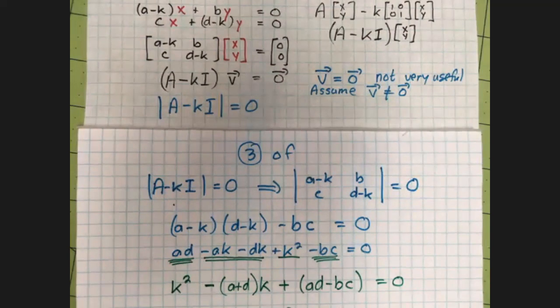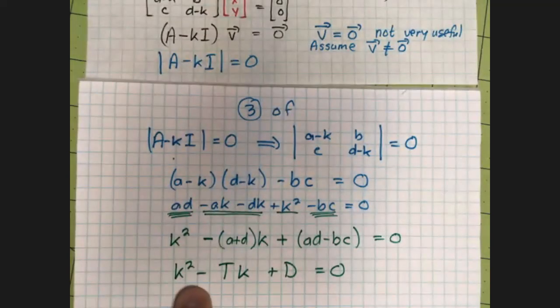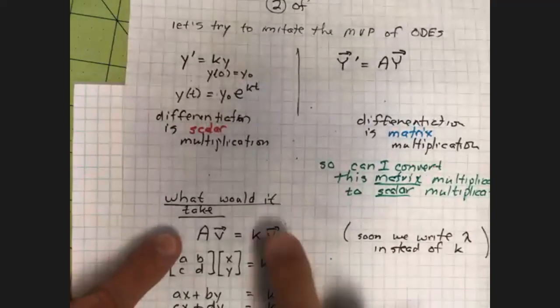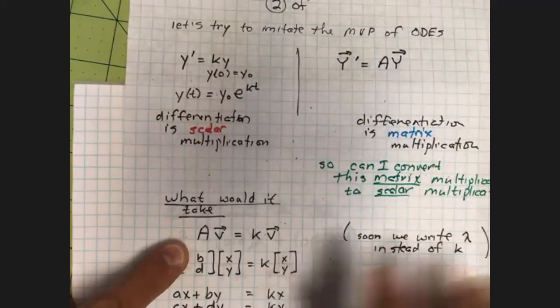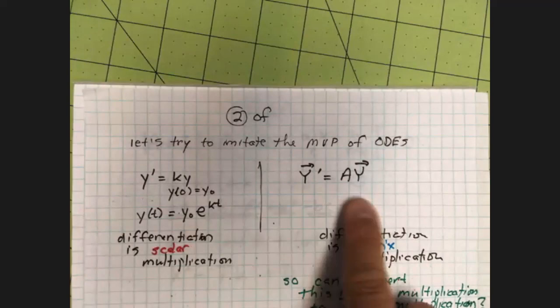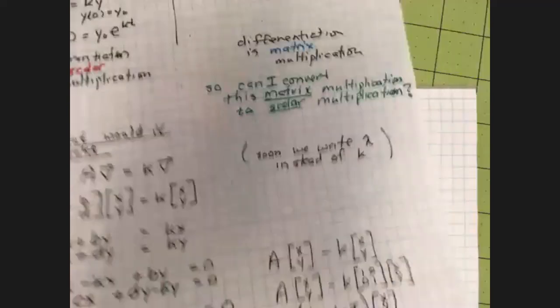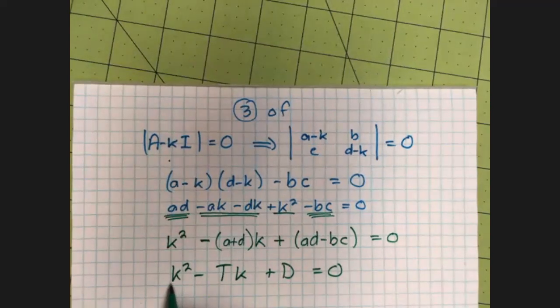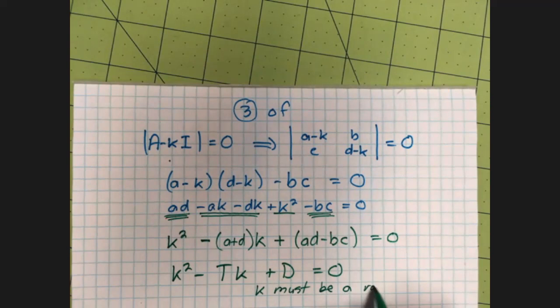And now we come full circle to where we stopped last time when I was showing you how to make those solutions. So what's the question? What would it take to make matrix multiplication into scalar multiplication so I can imitate this answer? And after all this work, I finally come down to my answer. It would take k to be a root, a solution to this problem, to this quadratic equation.